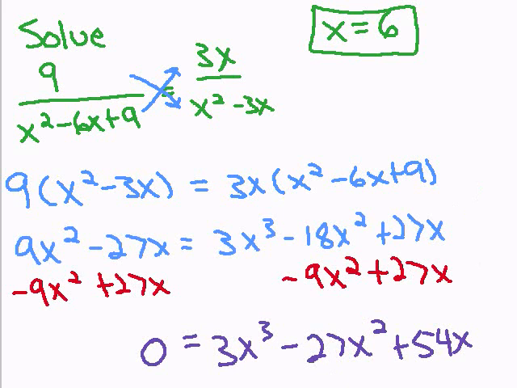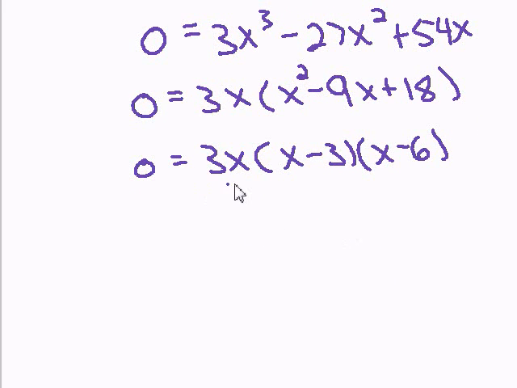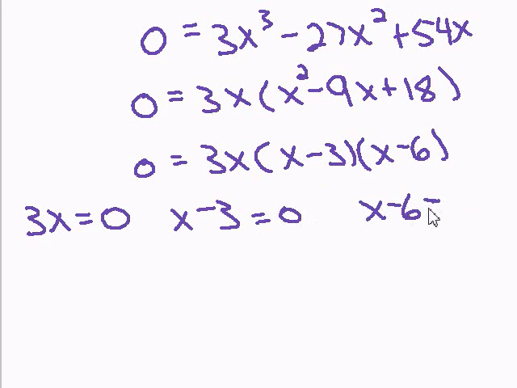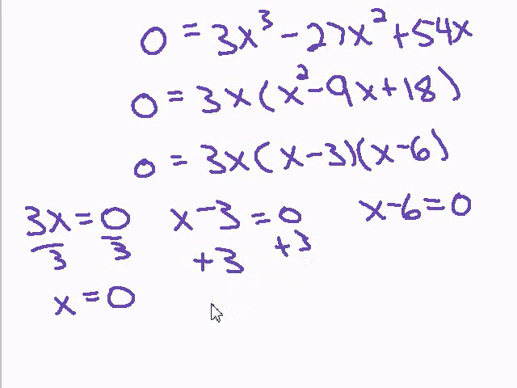Okay, getting it to the point where you can factor it, this is what I ended up with. Factoring, I ended up with 3x because every single term had 3x in common. X minus 3x minus 6. And then to solve by factoring, I set each factor equal to 0. And then I solve each factor. Then what you have to do is you have to check every single solution, 0, 3, and 6.